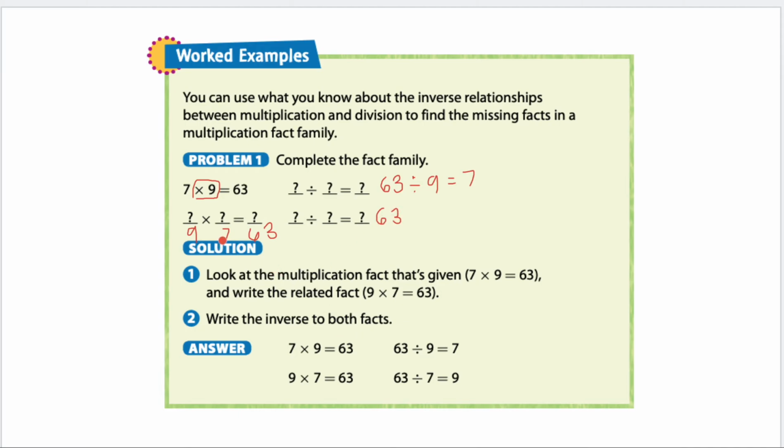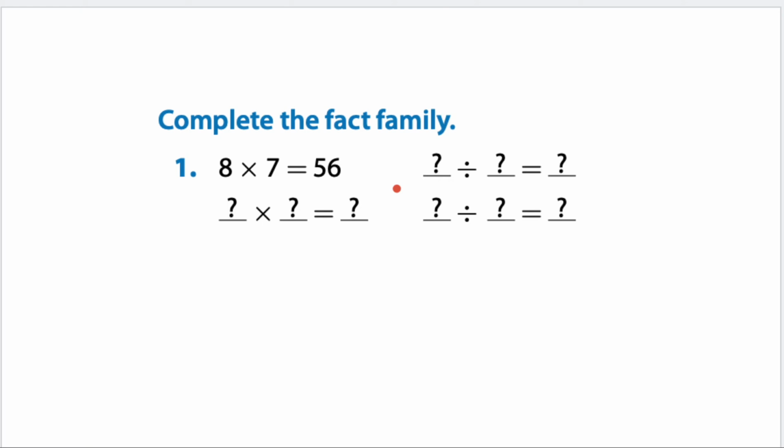And remember, in our second problem, we multiplied by 7. So we are going to divide by 7. And we get 9. This is how we would write a multiplication and division fact family. We have 2 multiplication facts, and we have the inverse division fact for each of our multiplication facts. So let's take a look at number 1. This is again on your assignment, page 67.